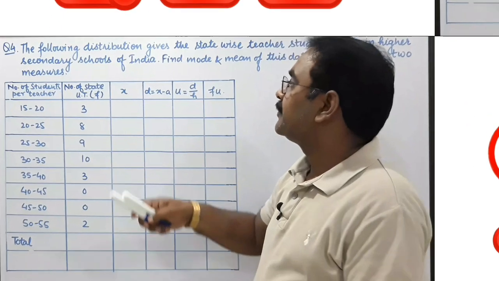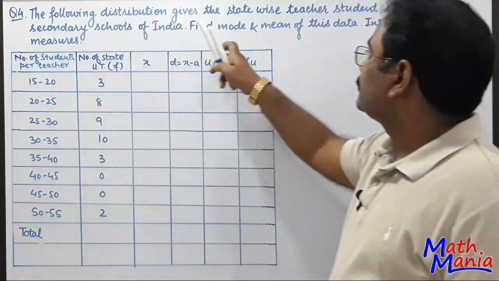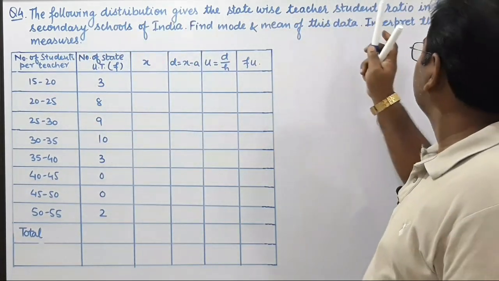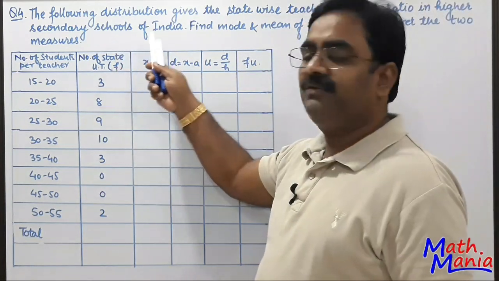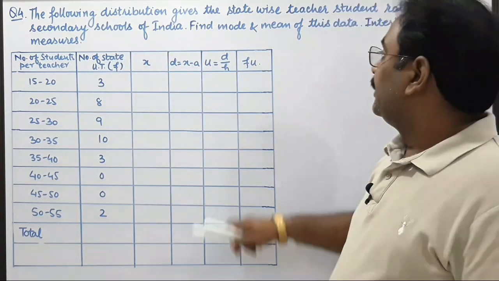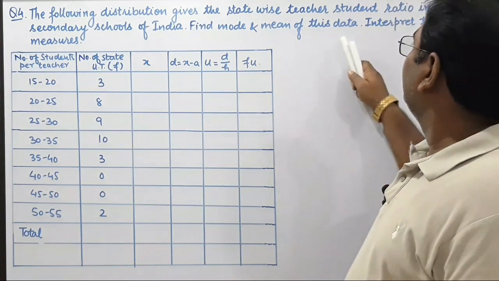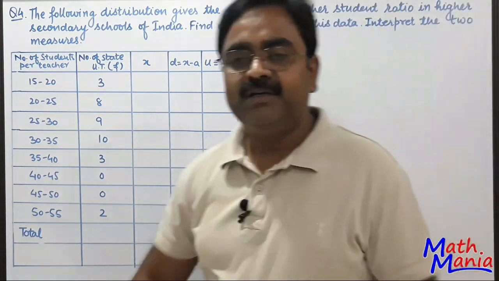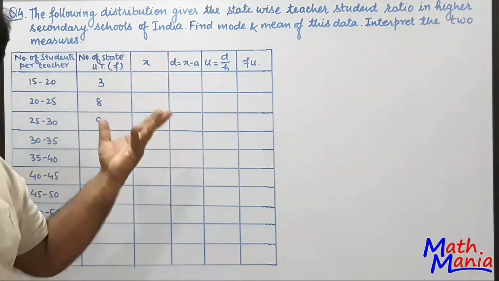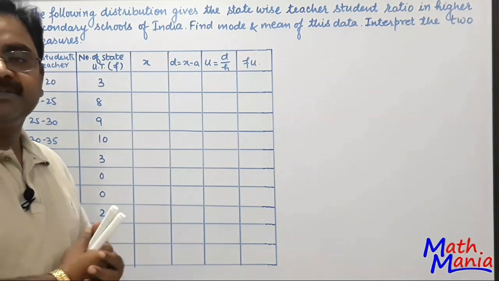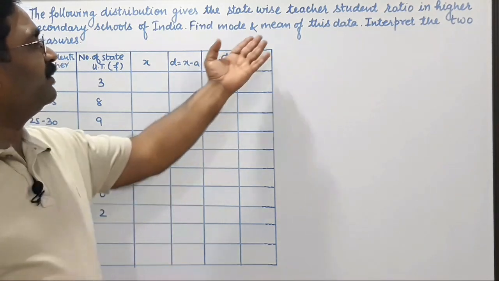Number 4, given that the following distribution gives the state-wise teacher-students ratio in higher secondary schools of India. Find mode and mean of this data, and interpret the two measures of central tendency. So first we are going to find out the mean.